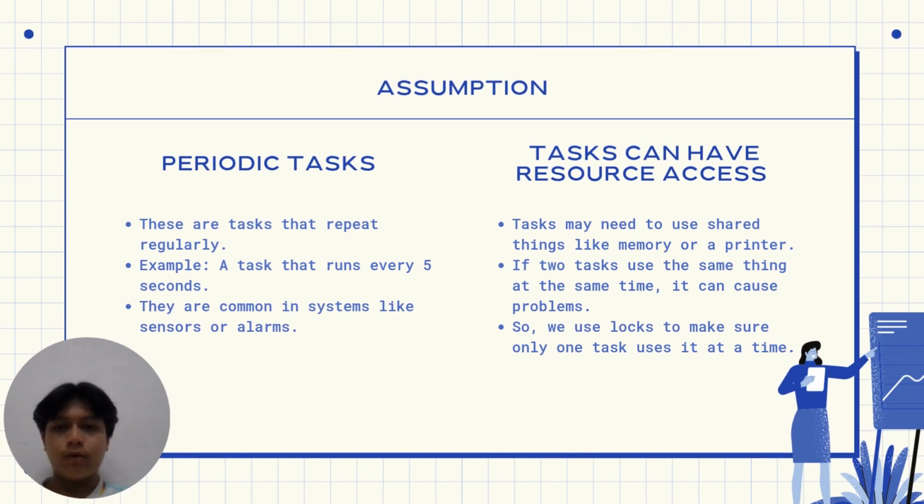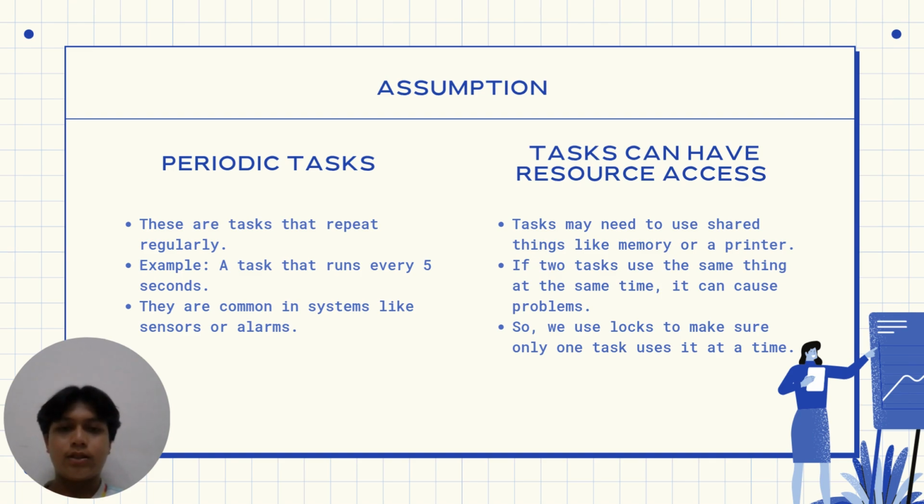So right now I will cover the assumptions. There are three assumptions, which are periodic tasks, tasks can have resource access, and also RMS scheduling. For periodic tasks, these are tasks that repeat regularly. For example, a task that runs every 5 seconds, and they are common in systems like sensors or alarms.